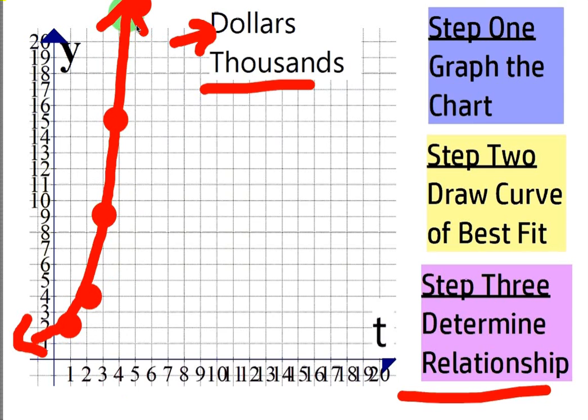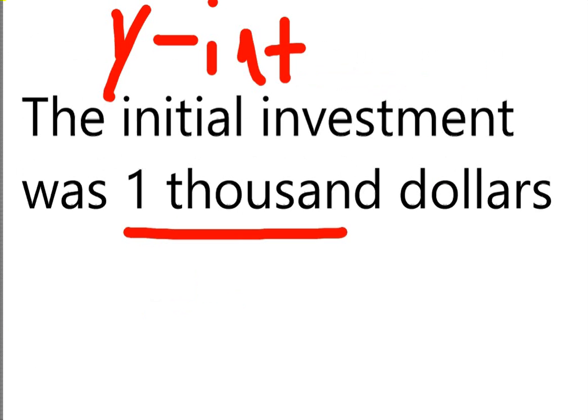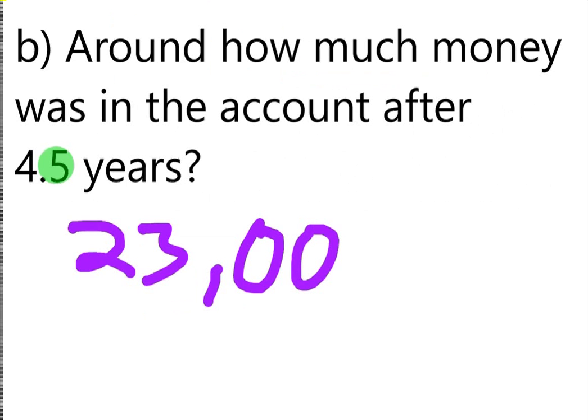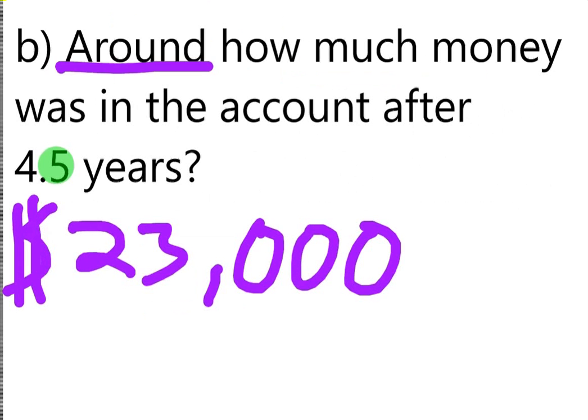I hear what you're saying. So again, it's just a guesstimate, but we will say 23,000. And that's why the word is around, because we don't exactly know how much. But that's why we have a curve of best fit, so we can guess.